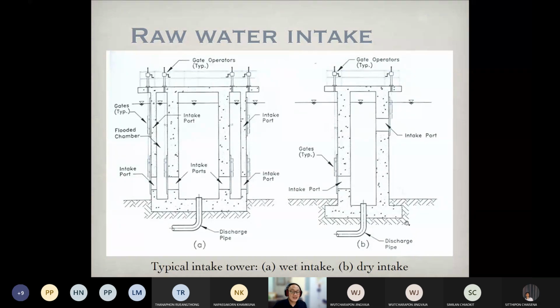But in the second picture, there is no flood chamber. So in that case, we need to build a strong foundation. These are the differences between wet intakes and dry intakes.